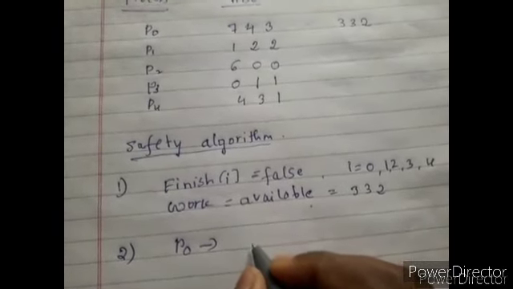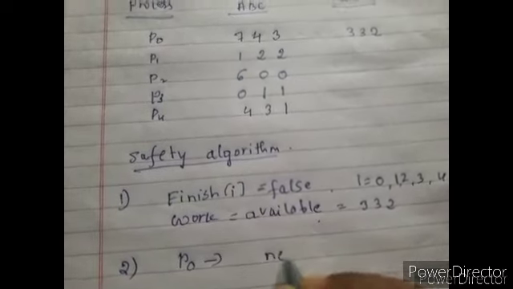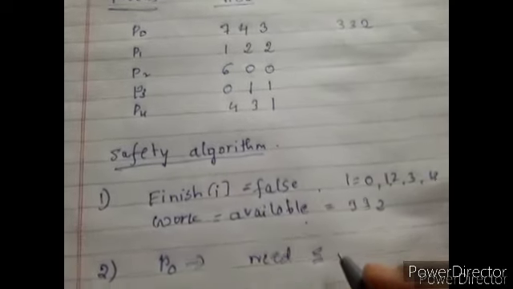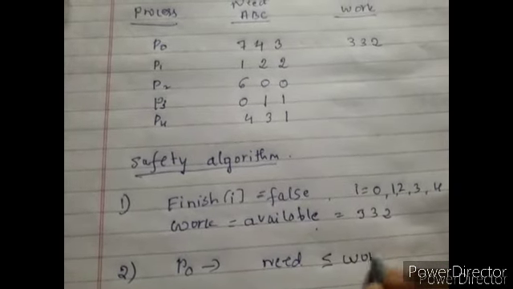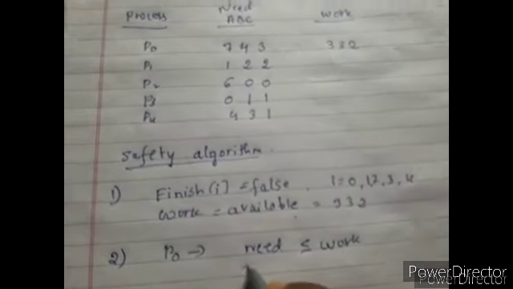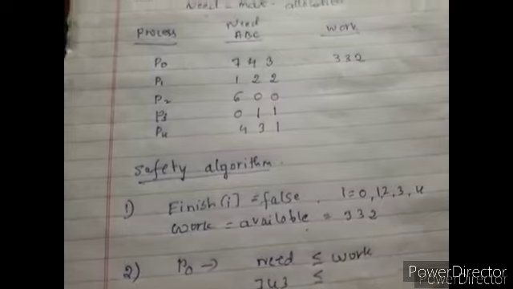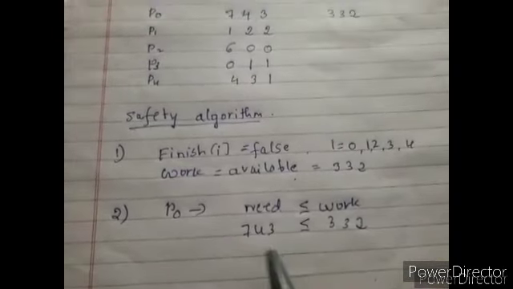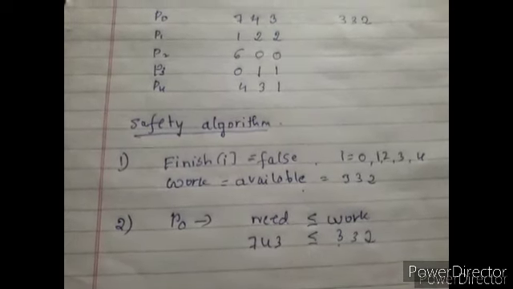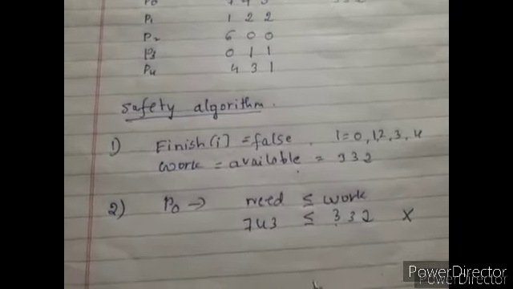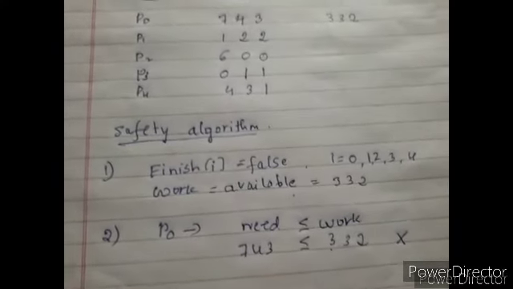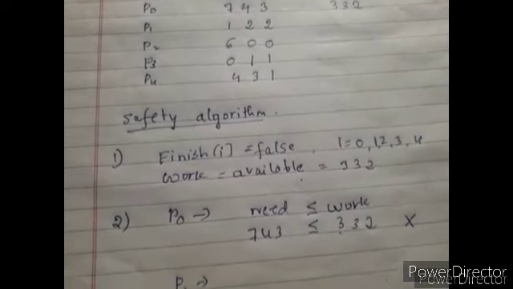Now we need to check one condition, that is need of this process, whether it is less than or equal to work. What is the need value for the process P0? It is 743. Whether 743 is less than or equal to work, that is 332. Let's compare whether 7 is less than 3. No. So the condition is false. Now P0 has not finished its task.